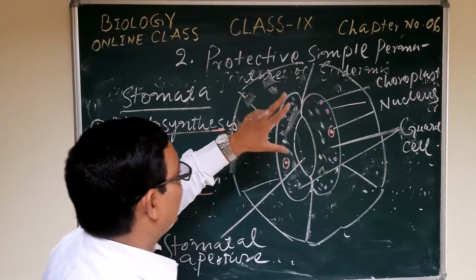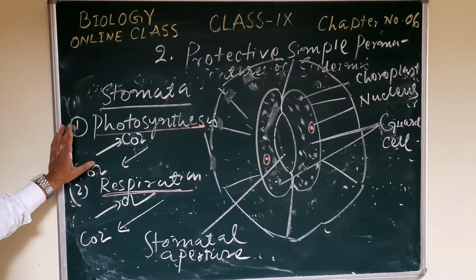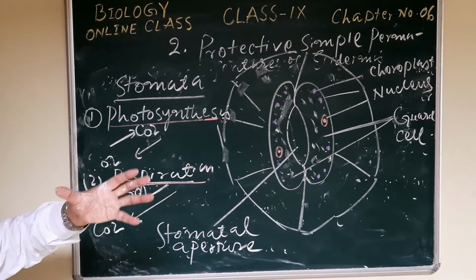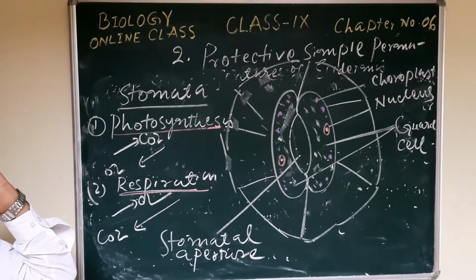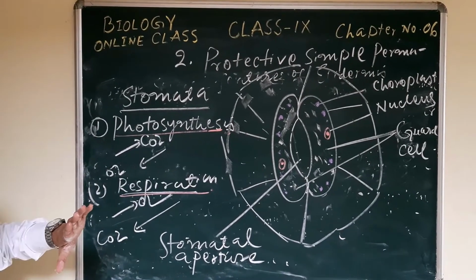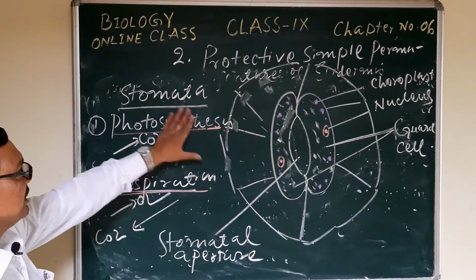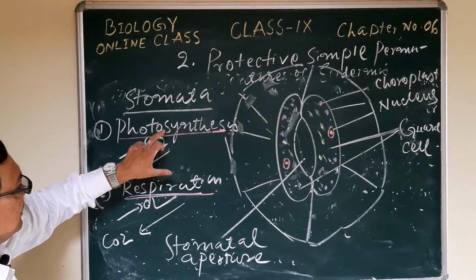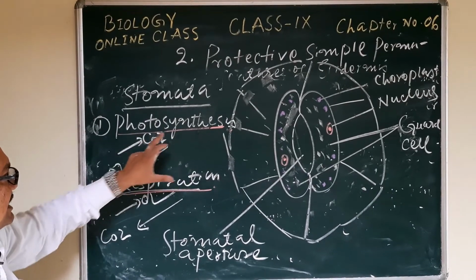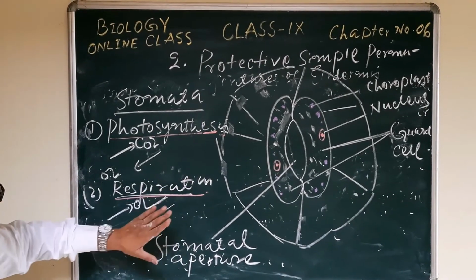And you may also see, in the case of bark or cork, the second important protective simple permanent tissue, such type of pits, such type of aperture in the bark, that is the lenticel. But that is a very small fraction of the functions in regard to gaseous exchange. Major functions are performed by the stomatal aperture. So the first important function is photosynthesis, and during photosynthesis there is an exchange of gases with the help of this stomatal apparatus or stomatal aperture.